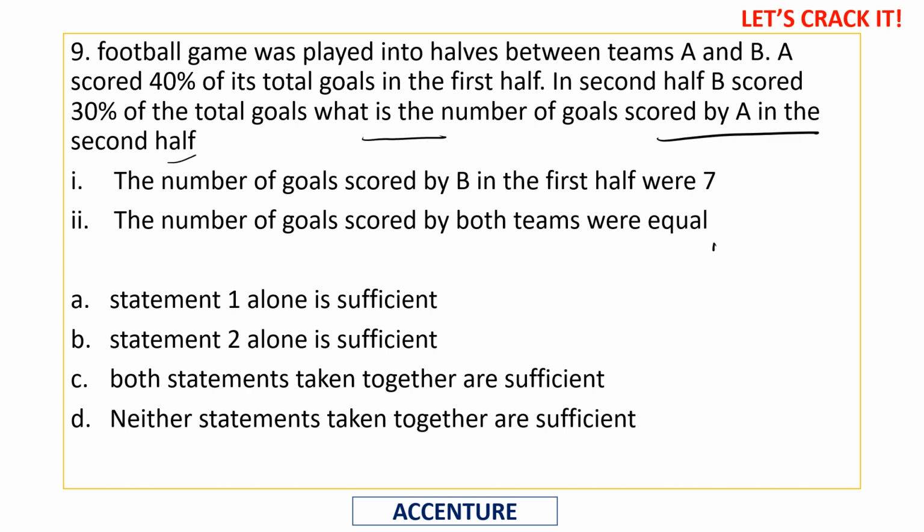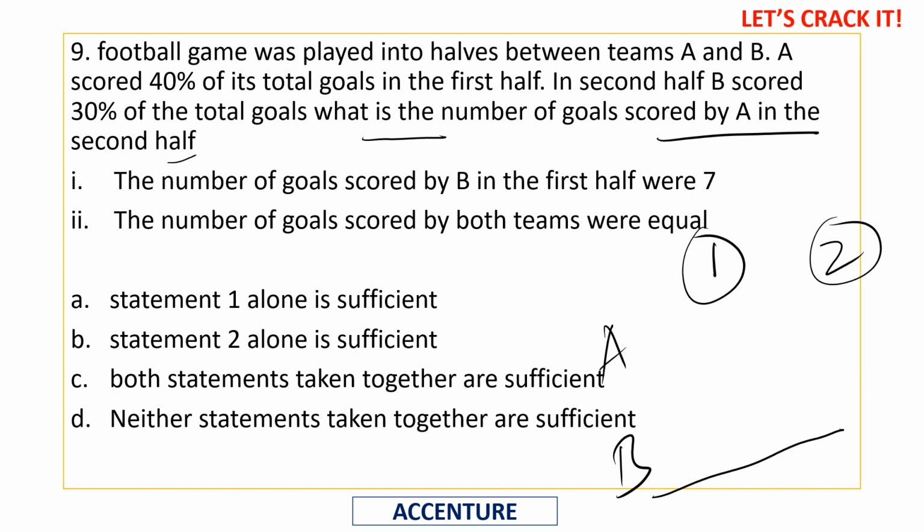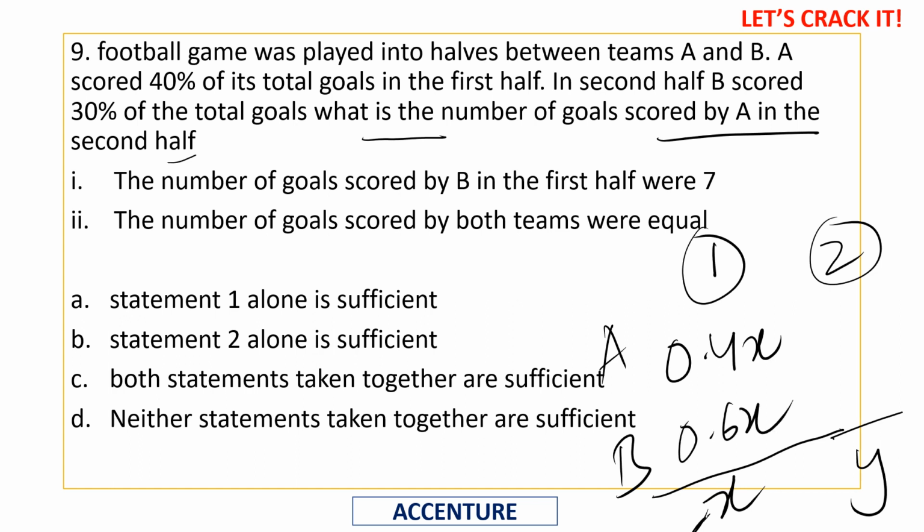So here let me consider two matches, first match, second match. So in the first match there is A and there is B. If we consider total goals in the first match as X and in the second match as Y, it is given that A scored 40% of total goals in the first match. If total goals is X, 40% will be 0.4X. The remaining will be 0.6X. So this is for the first match. And for the second match, if we consider total goals Y, B scored 30% of them. So 0.3Y is scored by B, whereas the remaining 0.7Y is scored by A.